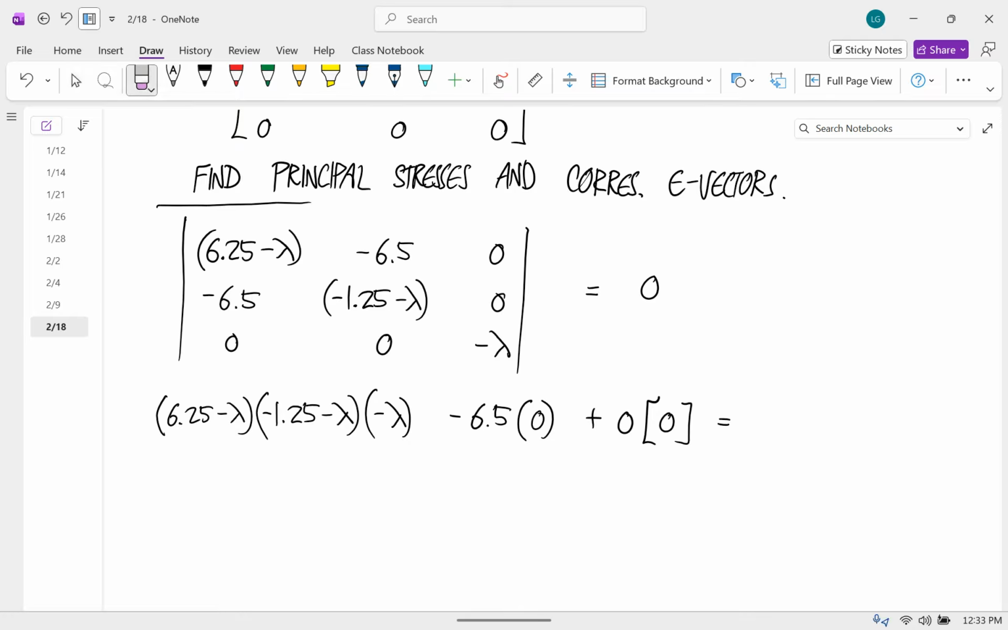Nope. Sorry, I made a mistake here. On the second one, we have 6.5 times... so this should be minus negative 6.5 times negative 6.5 times negative lambda. And then the last one is 0.